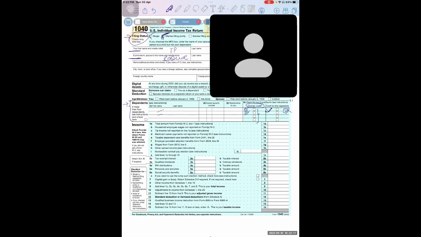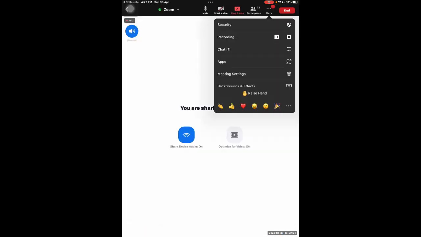But if you are a qualifying relative, then you can't take a child tax credit, but your credit for other dependent will be checkboxed. Okay. So let's understand what is qualifying child and what is qualifying relative.